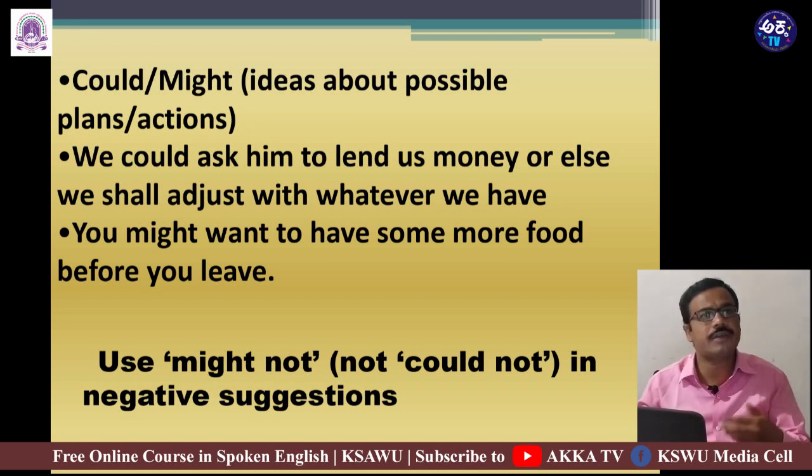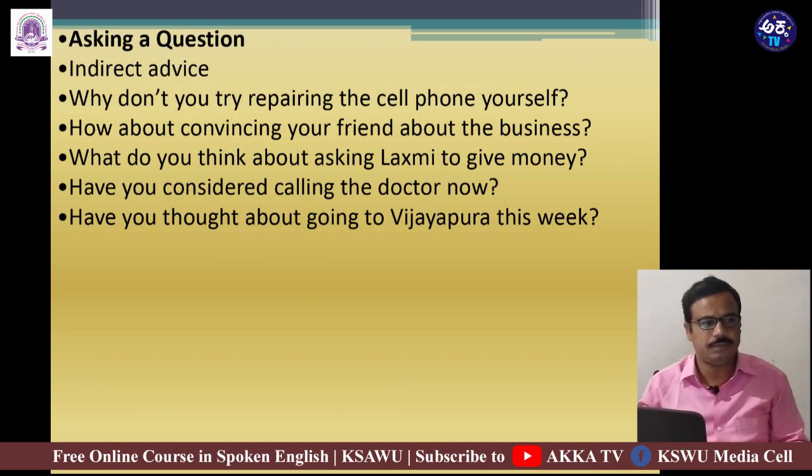And second one is asking questions. That asking questions, indirect advice we can make. Why don't you try repairing the cell phone yourself? Indirectly you are asking him. How about convincing your friend about the business? So how about convincing? So you are making a proposal and indirectly you are suggesting. You can convince your friend about the business, right?